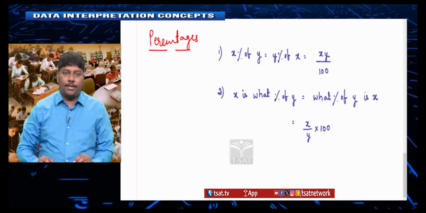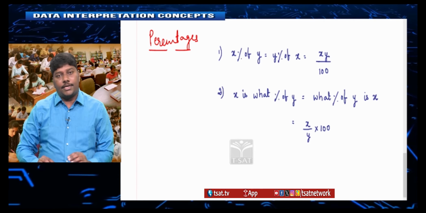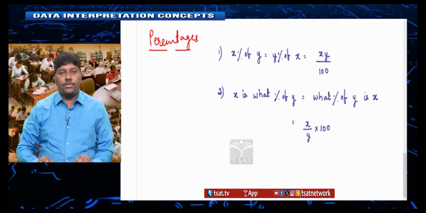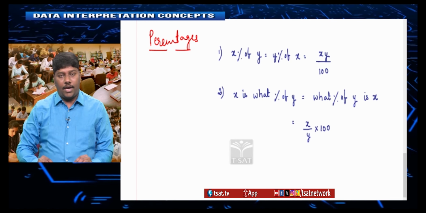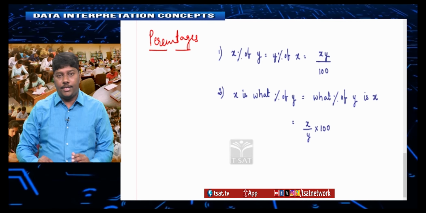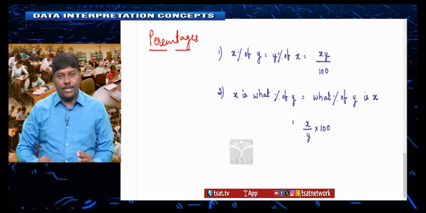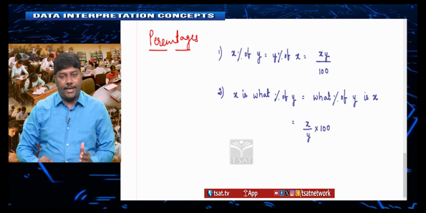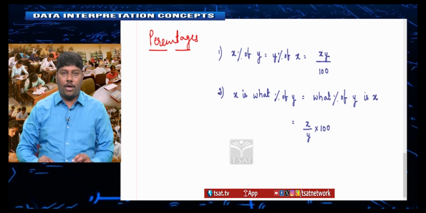Let's say a factory produces a certain number of cars in 2015 and a certain number of cars in 2020. They'll ask you the number of cars produced in 2015 is what percent of the number of cars produced in 2020. When they compare one value with the other in terms of percentage, then you can always use this formula: X is what percent of Y, or else what percent of Y is X.